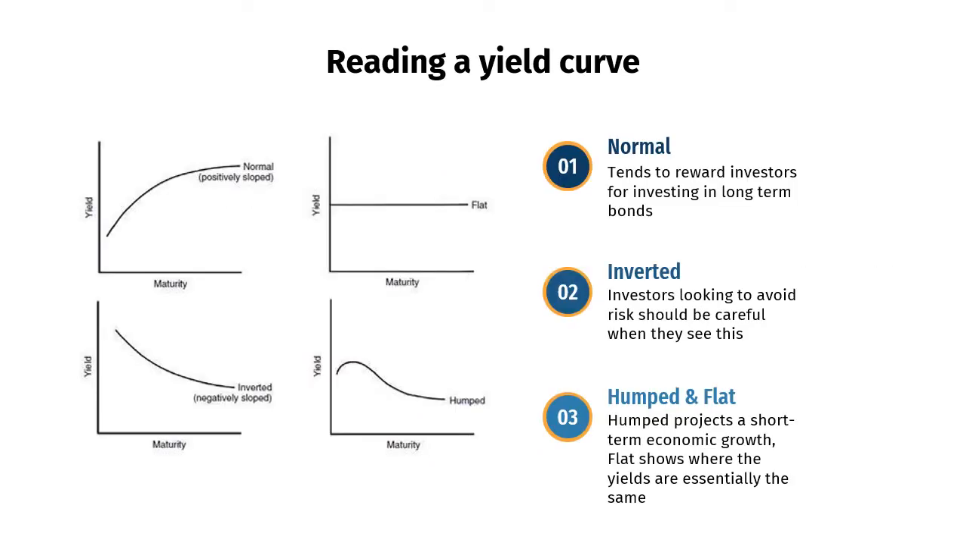Here, I will be showing how to read a yield curve. There are four kinds of yield curves generally. Firstly, the normal yield curve, which as you can see tends to slope upwards. This rewards investors for investing in these bonds over the long term.